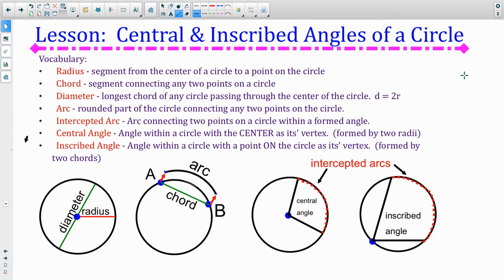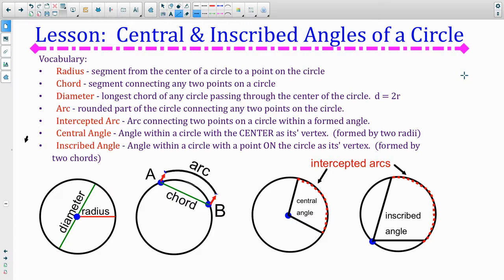Central and inscribed angles of a circle. Here's some basic vocabulary. Radius: a segment from the center of a circle to a point on the circle. If you look below, there's an illustration of a radius.